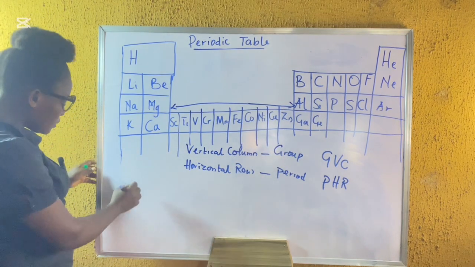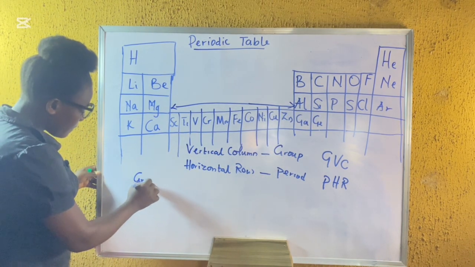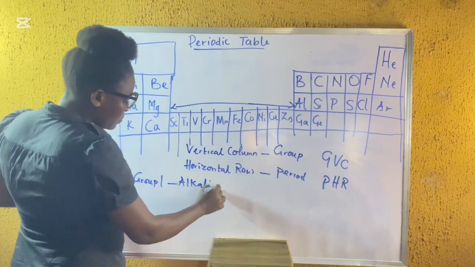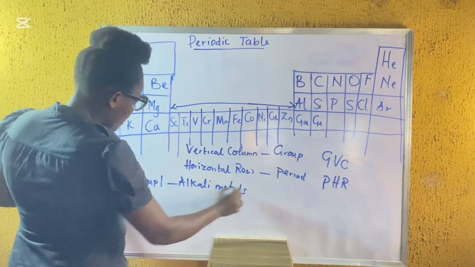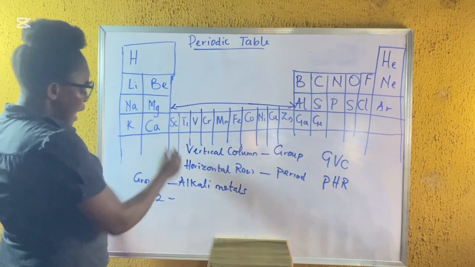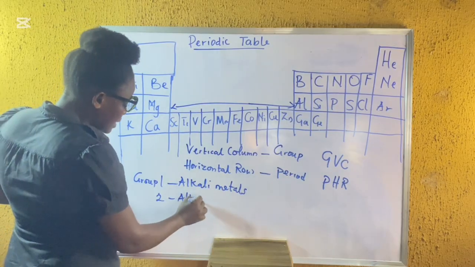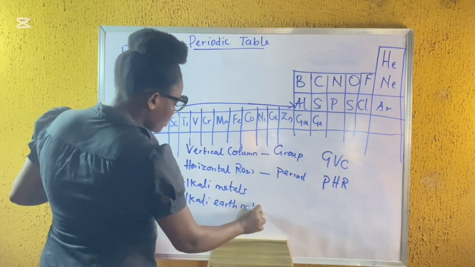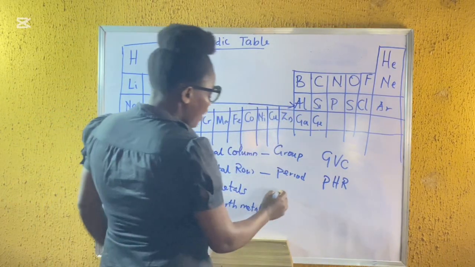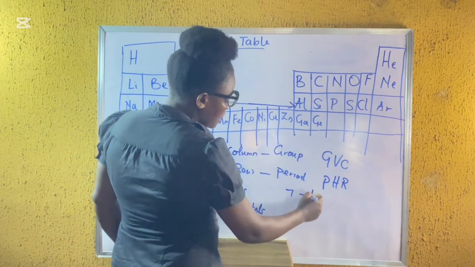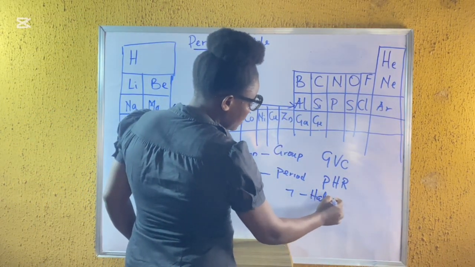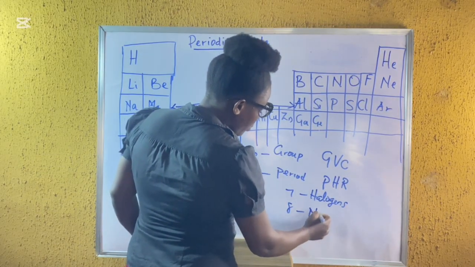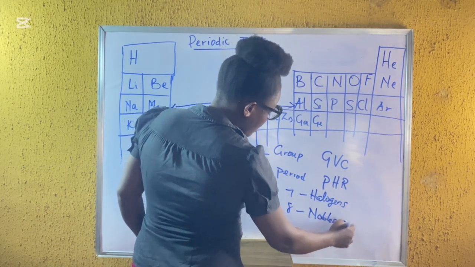Now, the group 1 elements are called the alkali metals. Group 2 are called the alkaline earth metals, while group 7 are called the halogens, and group 8 are called the noble gases.